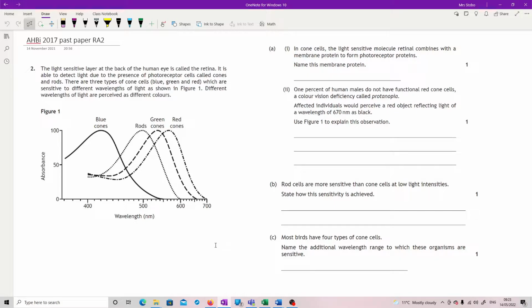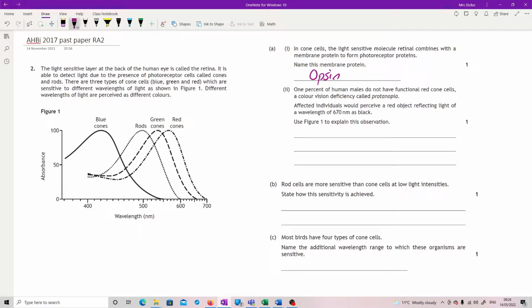Different wavelengths of light are perceived as different colours. Okay, a nice little picture of absorption at different wavelengths for each of the different types of cones and rods. So that's your data you're working from. In cone cells, the light-sensitive molecule retinal combines with a membrane protein to form photoreceptor proteins. Name this membrane protein. There's no option. That's just a straight you got to know.